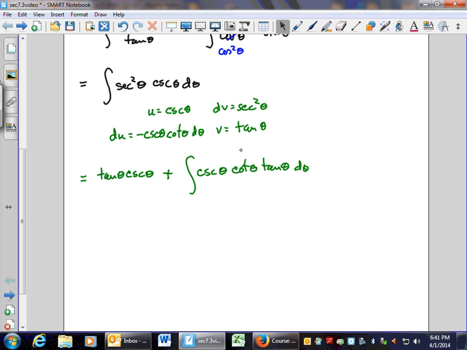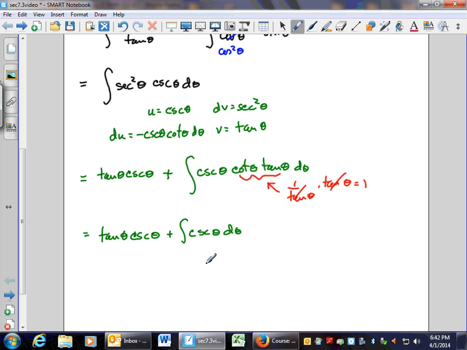All right, now the cotan times the tan is just 1, right? Because cotan is 1 over tan. This is just 1 over the tangent of theta times the tangent of theta. Those cancel and give us 1. So what we have left here is that our integral of secant squared cosecant of theta equals the tan of theta cosecant of theta plus the integral of the cosecant of theta d theta.